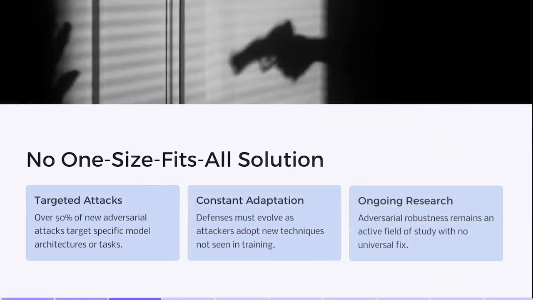Let's take a practical example. Imagine you develop a model to detect fraudulent credit card transactions. You might implement a defense that blocks known adversarial patterns, but soon attackers adopt a new technique that your model didn't see in training. Suddenly, your defense falters. This constant cat and mouse game highlights the need to stay updated on research and adapt your defense strategies regularly.